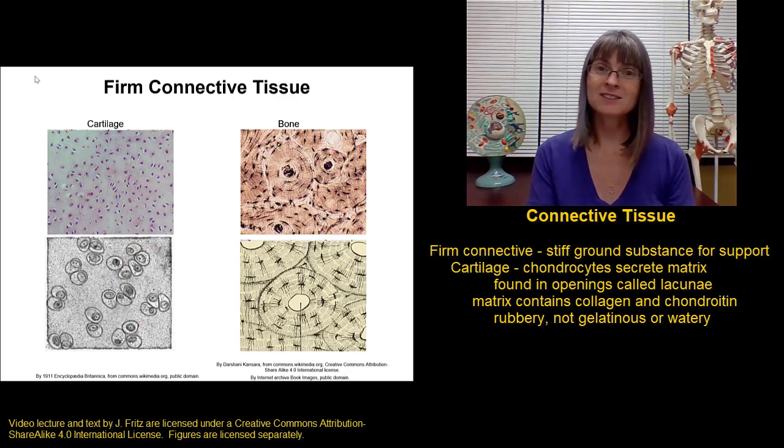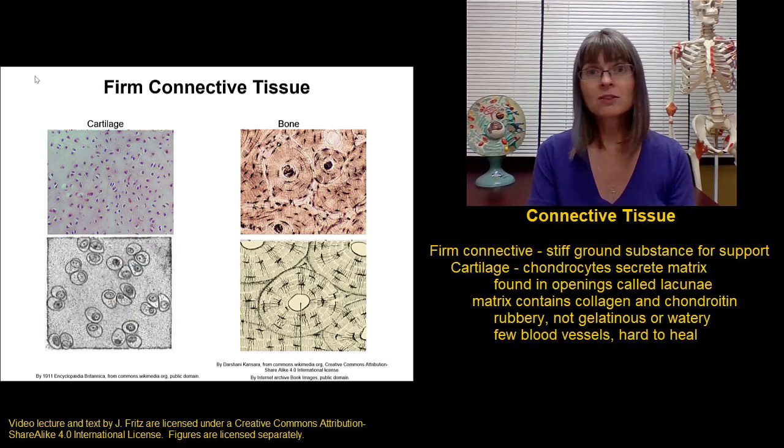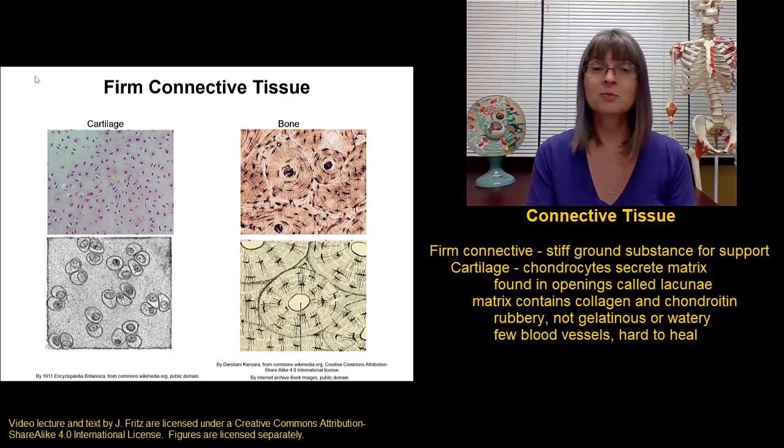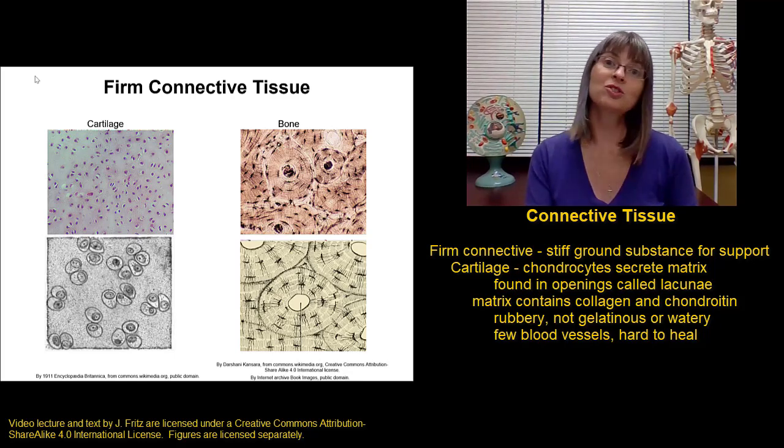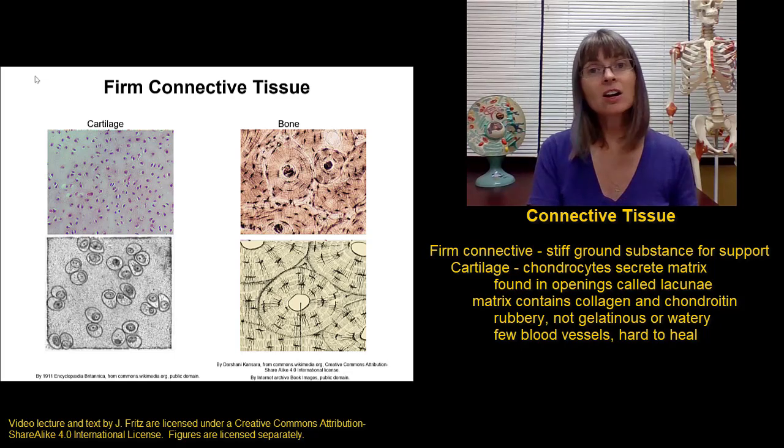Because cartilage has a stiff ground substance, there aren't a lot of blood vessels that go through cartilage. The only way for materials to be exchanged with the chondrocytes in the cartilage is to diffuse through that stiff matrix. And that's a relatively slow process. So this slow exchange of materials means that cartilage can't heal as well when it's damaged.